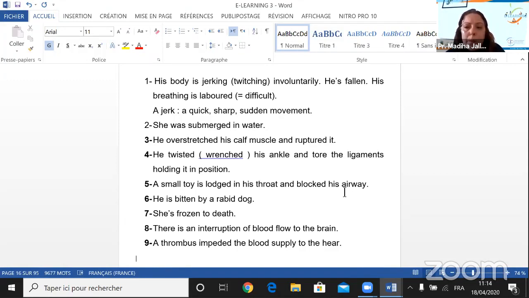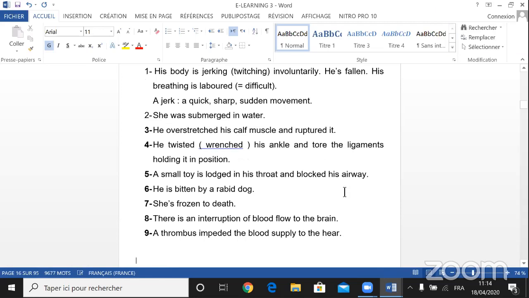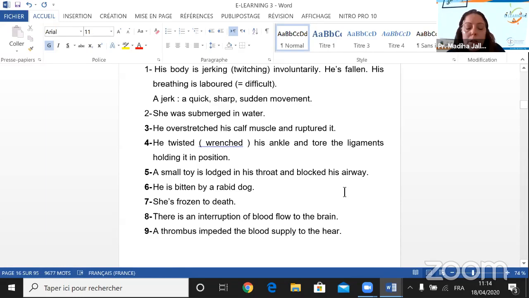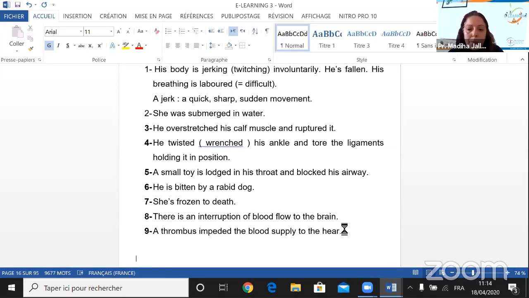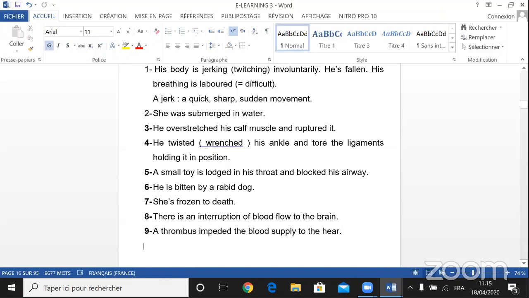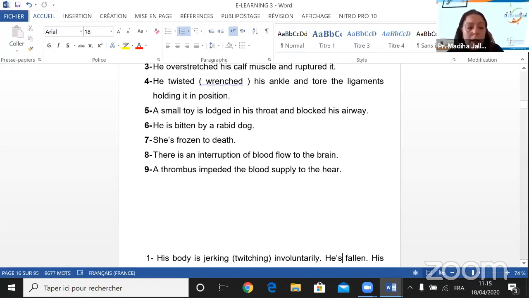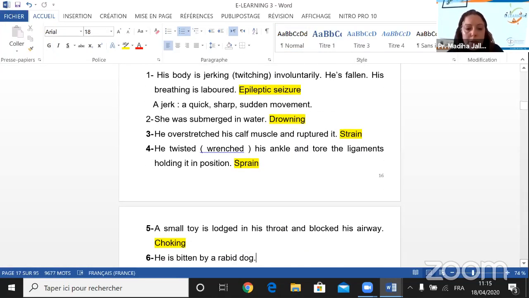He's frozen to death. Frostbite. There is interruption of blood flow to the brain. Stroke, or CVA. A thrombus impeded the blood supply to the heart. Heart attack, or myocardial infarction. Good. Thrombus. What is the plural of thrombus? Thrombi. Excellent. So here you have the answers for you. You answered well. So good.